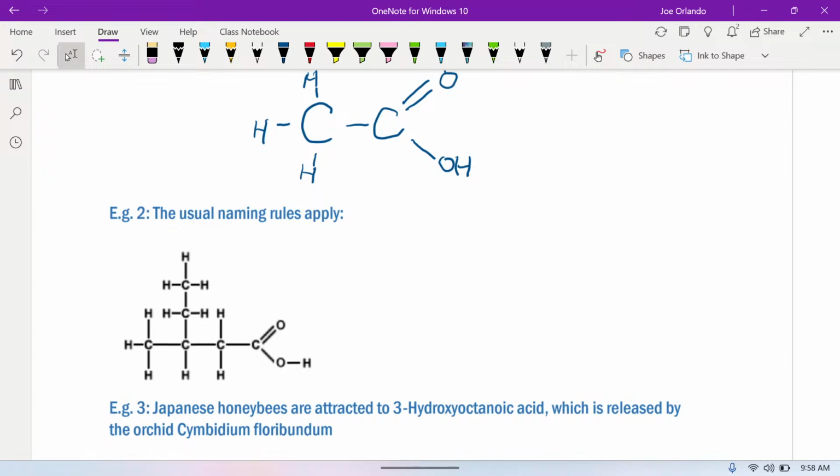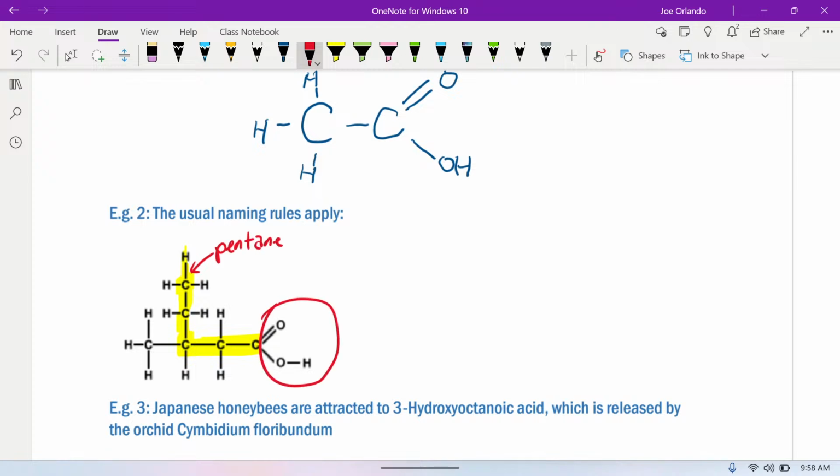All right, now all the usual rules apply. What's our primary chain here? 1, 2, 3. Ah, very good. Very good. Very sneaky. 1, 2, 3, 4, 5. Yeah. So what is our main chain? It's a pentane. All right.